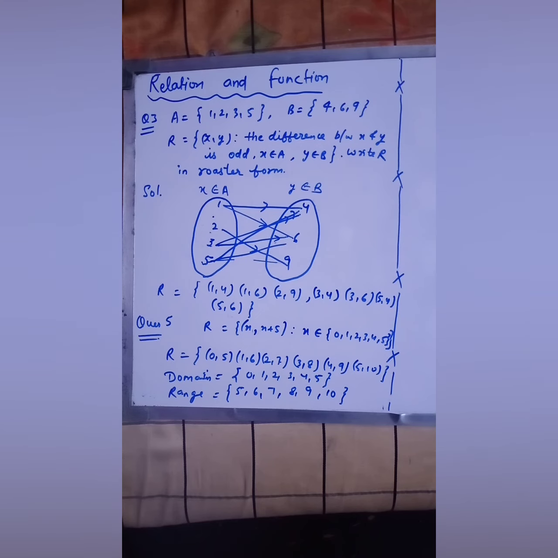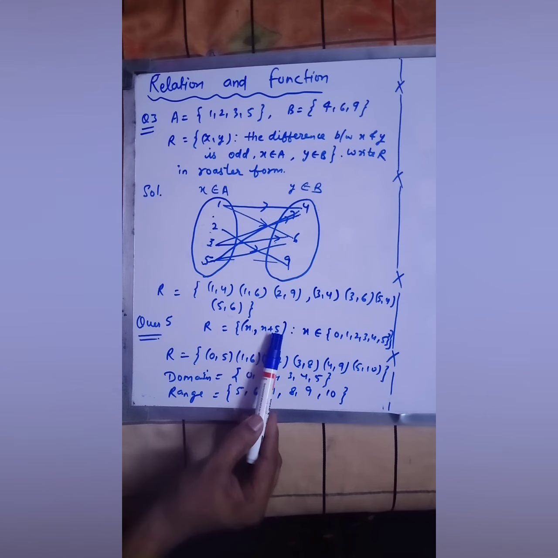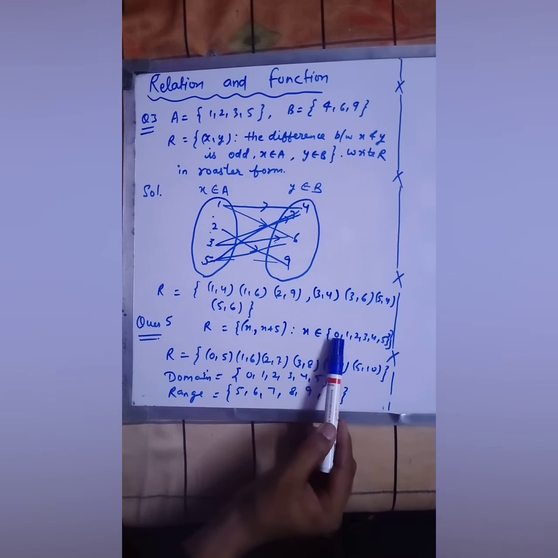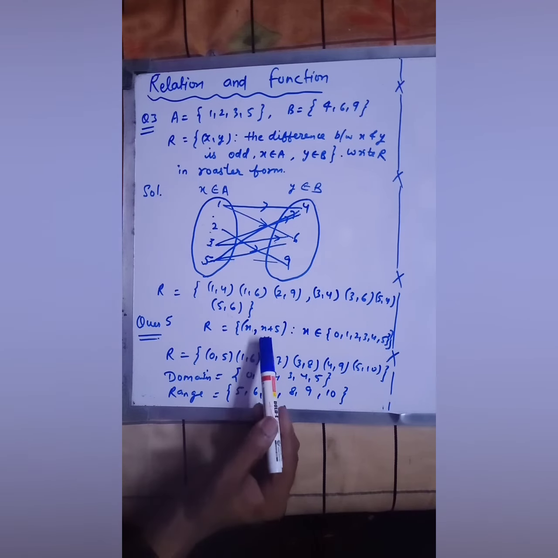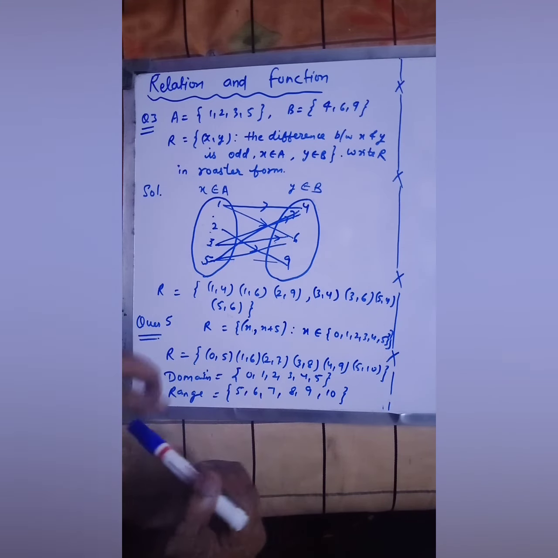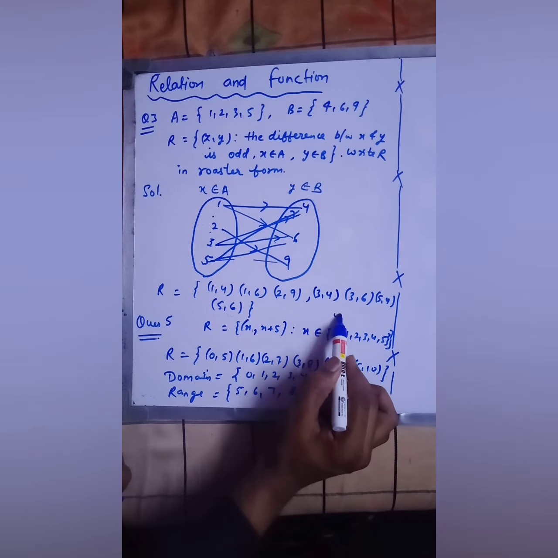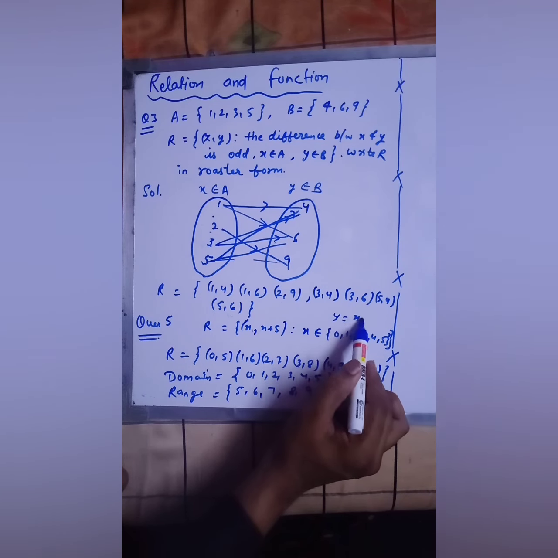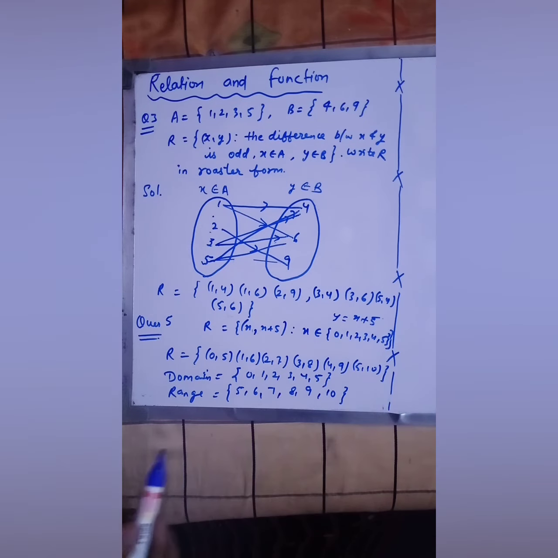Question number 4 is your homework and you have to do it. Question number 5 I am solving. Here the relation is given as (x, x plus 5), and here x belongs to 0, 1, 2, 3, 4, 5. This is your value of y and this is your x. So basically the relation given, if you want to write it in this form, will be y equals x plus 5.